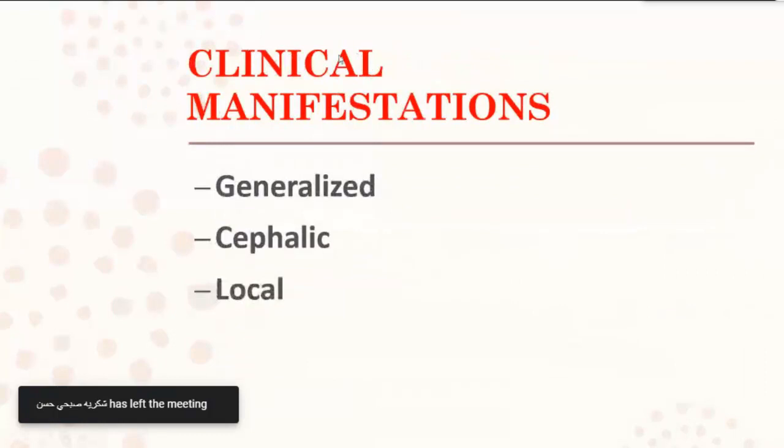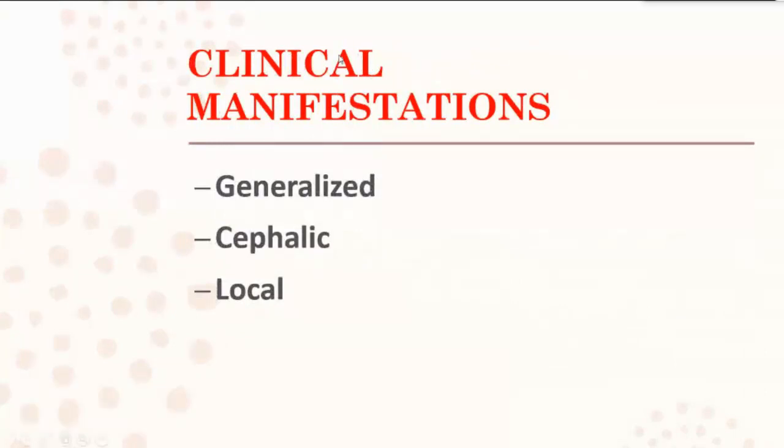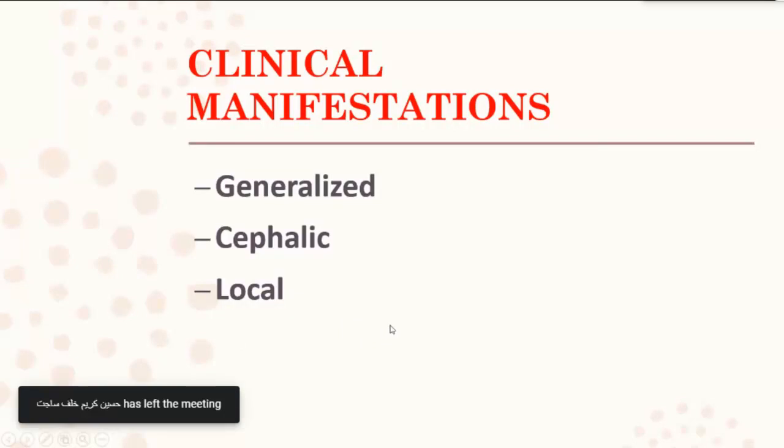What about the clinical manifestations of tetanus? There are three main forms of tetanus. Other forms that are less common are the neonatal, mentioned here, and the generalized, which is the most common type, cephalic, and local tetanus. Maybe you will take in pediatrics what we call neonatal tetanus, which occurs in the neonatal period after contamination of the umbilical cord with sand or soil.